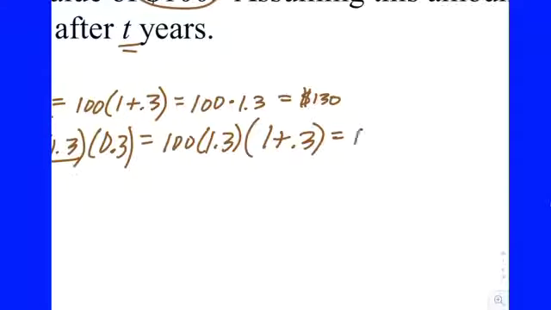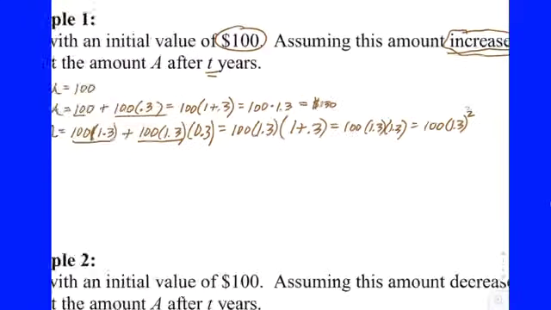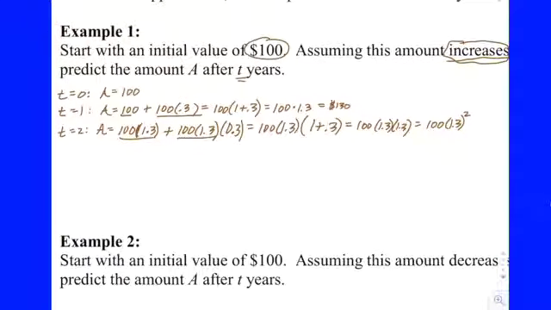Well, look what that becomes. That becomes 100 times 1.3 times 1.3. Oh my goodness. That's the same as what? How can we write that? If I have 2 factors of the same, it's that number squared. Okay. This is getting interesting.